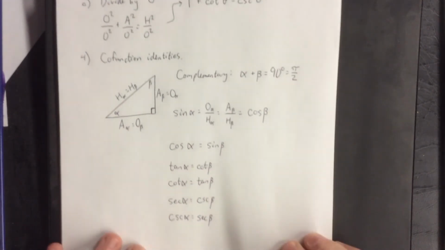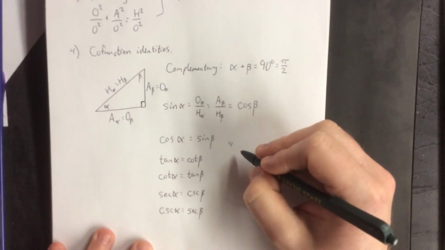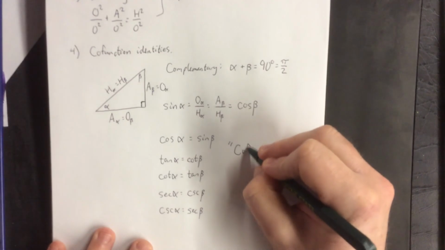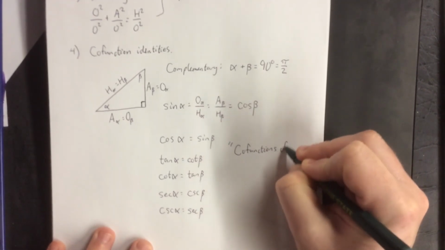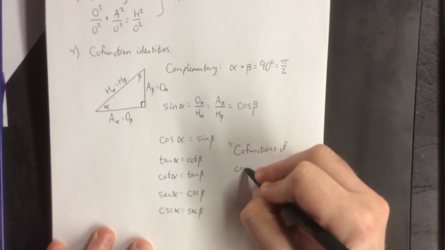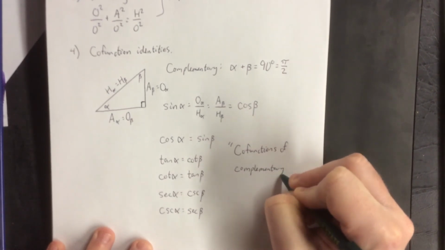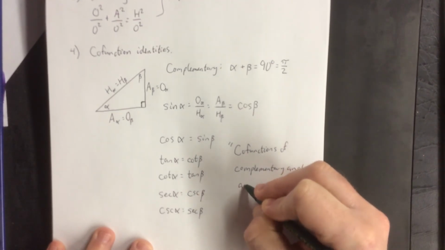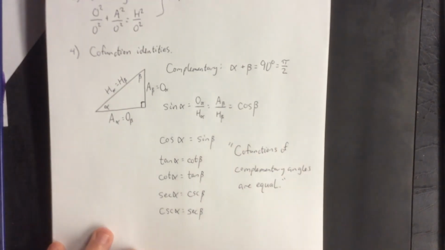The book puts this together in a very terse statement of 5 words. 5 words? Yes. Cofunctions of complementary angles are equal. Like I said, 6 total words. That's what the book would use, 6 total words.